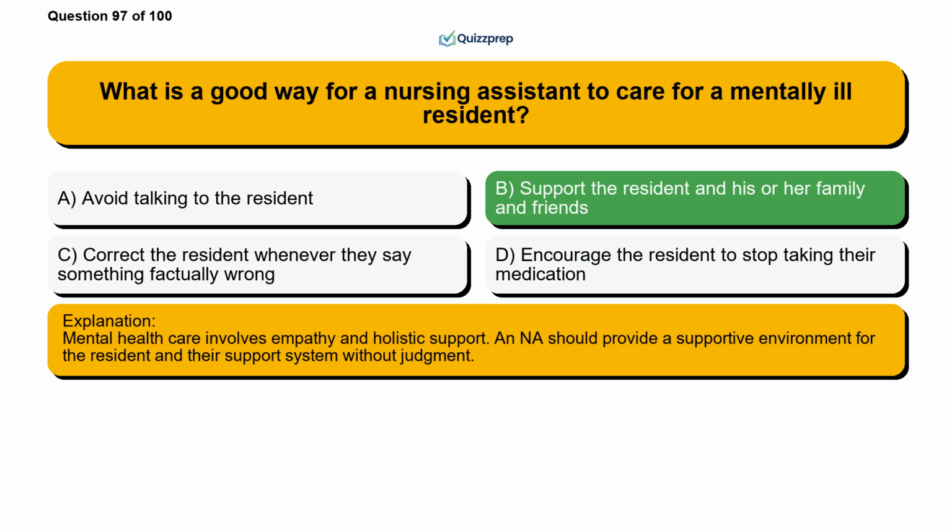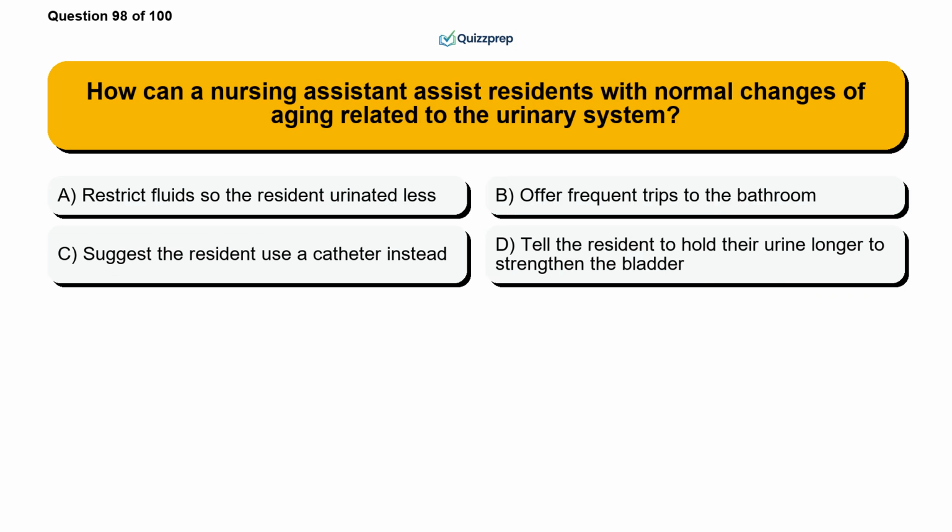Mental health care involves empathy and holistic support, and an NA should provide a supportive environment for the resident and their support system without judgment. Question 98. How can a nursing assistant assist residents with normal changes of aging related to the urinary system?